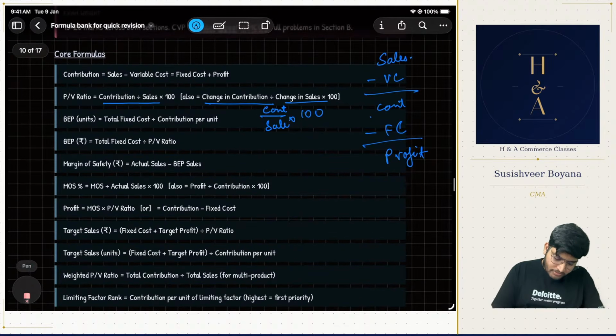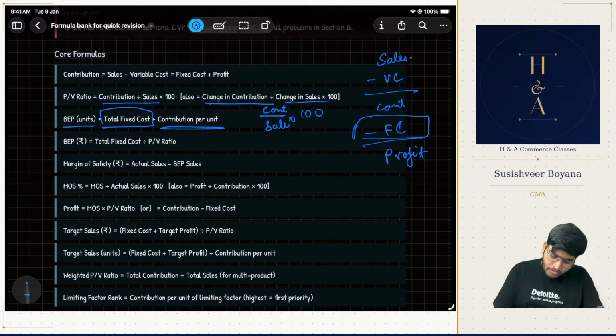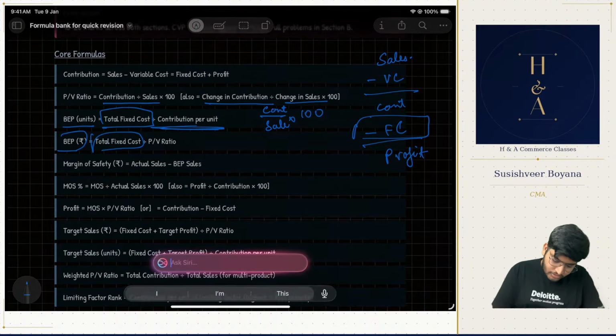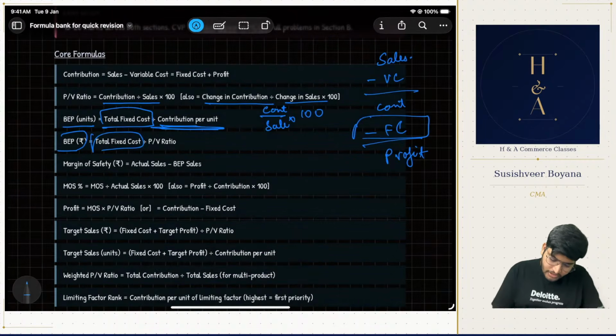Okay, so BEP formula in units: total fixed cost divided by contribution per unit. So total fixed cost by PV ratio would be giving us value. Here we are using contribution per unit. Here we are using PV ratio.